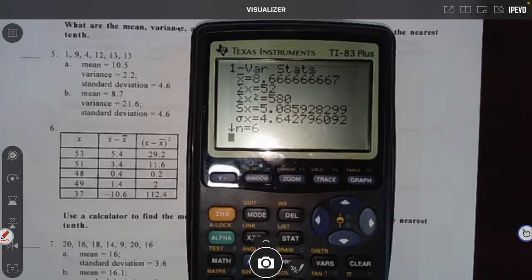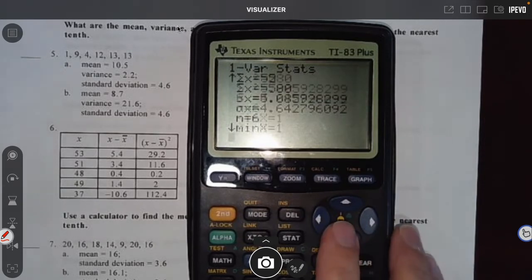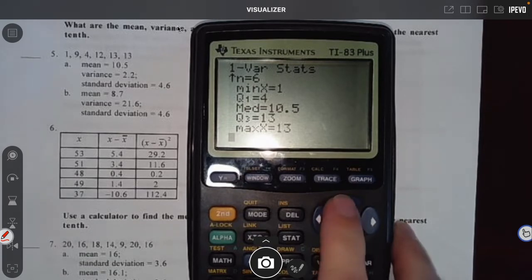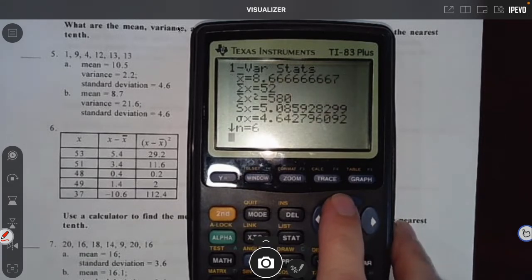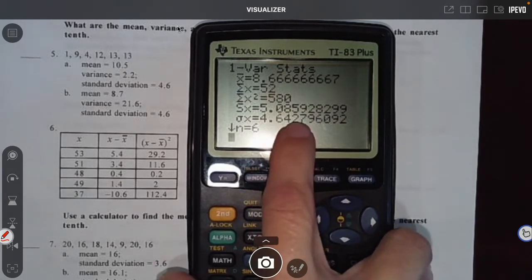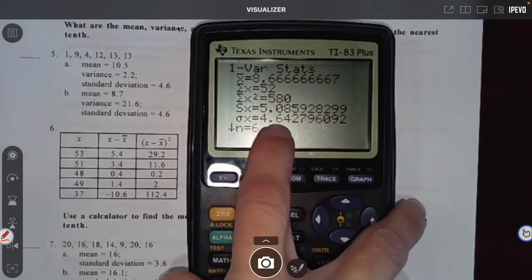Your standard deviation is that bottom number, that 4.6. Oh, I didn't realize there was more. I didn't know it told me all that. The median, the quartile range, it tells you everything. So not the bottom number again? You have a fancier calculator. You do. This number right here is your standard deviation.